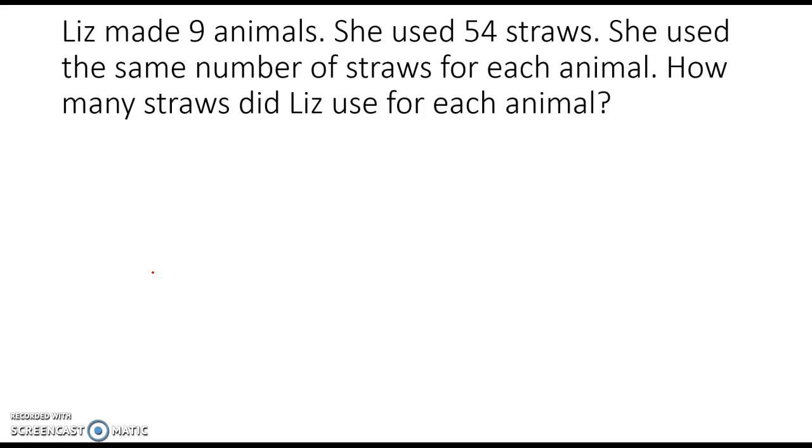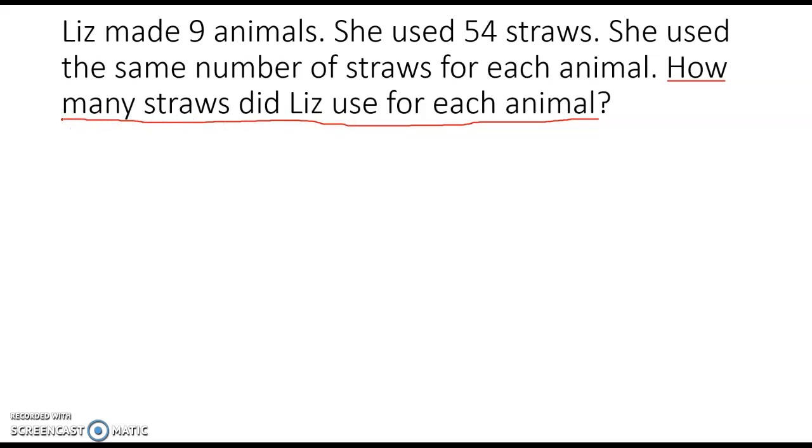Let's try another one. Liz made 9 animals. She used 54 straws. She used the same number of straws for each animal. How many straws did Liz use for each animal? So, what is this problem asking us to find? This problem is asking us to find how many straws Liz used for each animal.